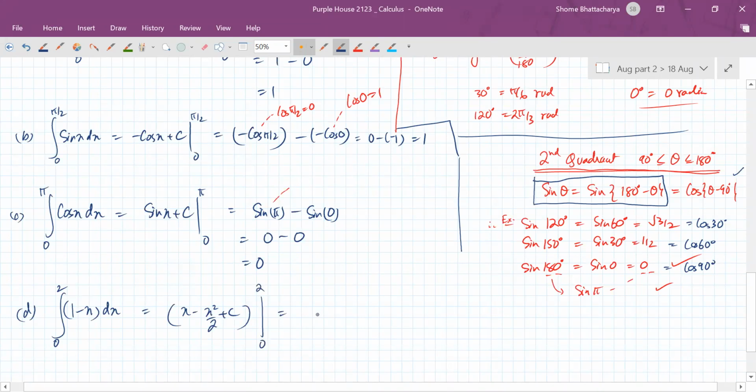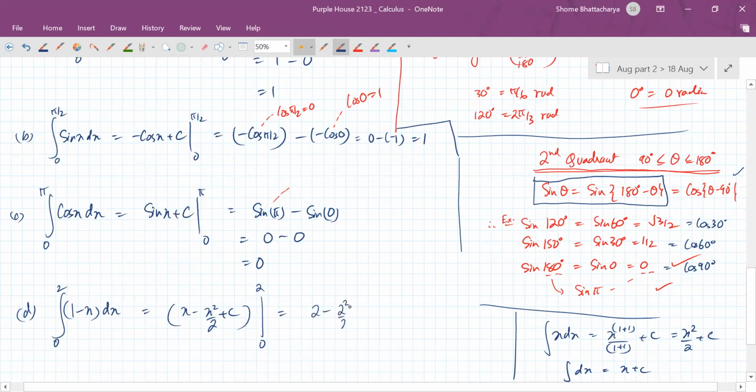Sir, here we don't have x raised to the power of n. We have x to the power 1, that's where x square by 2 came from. Integration of x dx gives that formula, and integration of just 1 is x. So we are using these two integrals here. Now put the values: you'll get 2 minus 2 square by 2 minus 0 minus 0. Interestingly, you again get 0. So this one's answer is also 0.